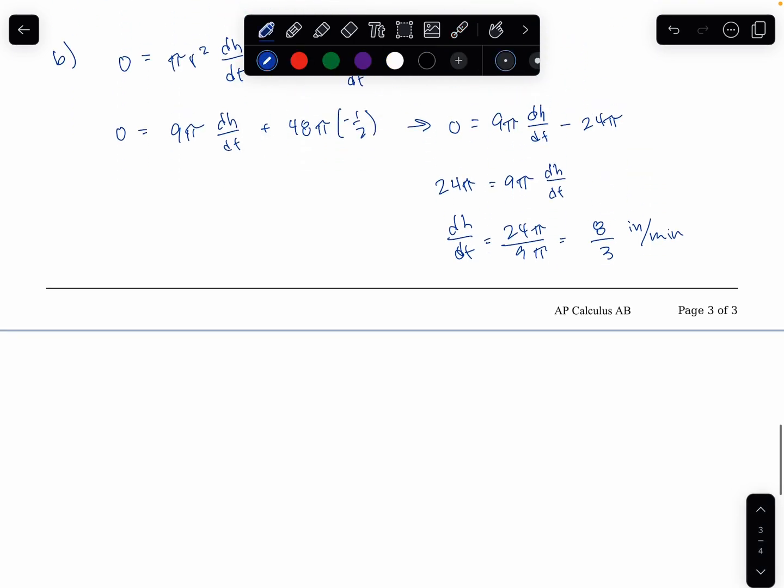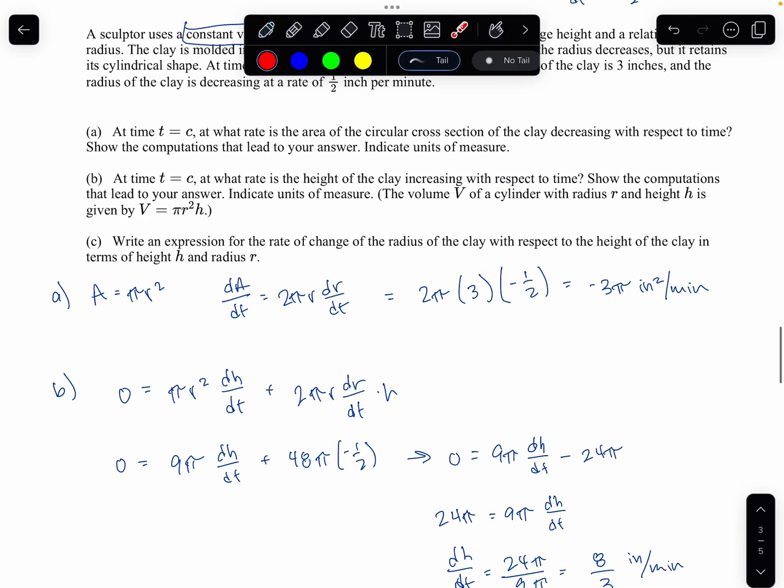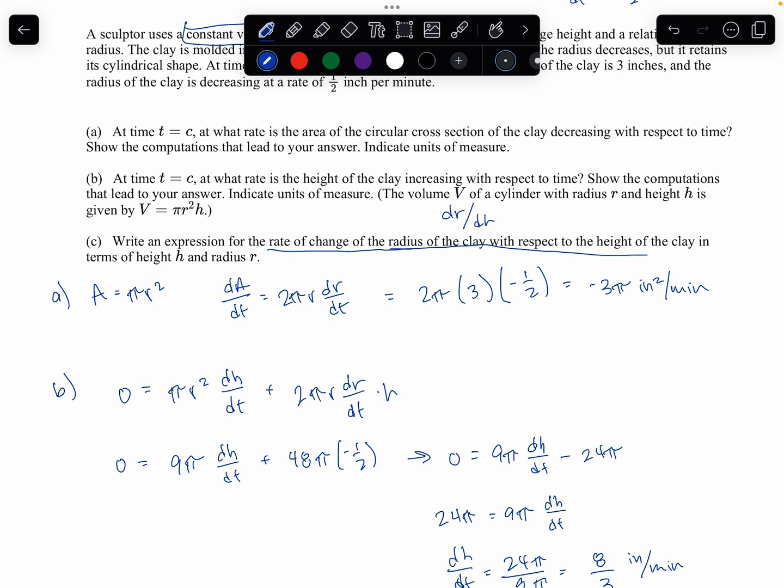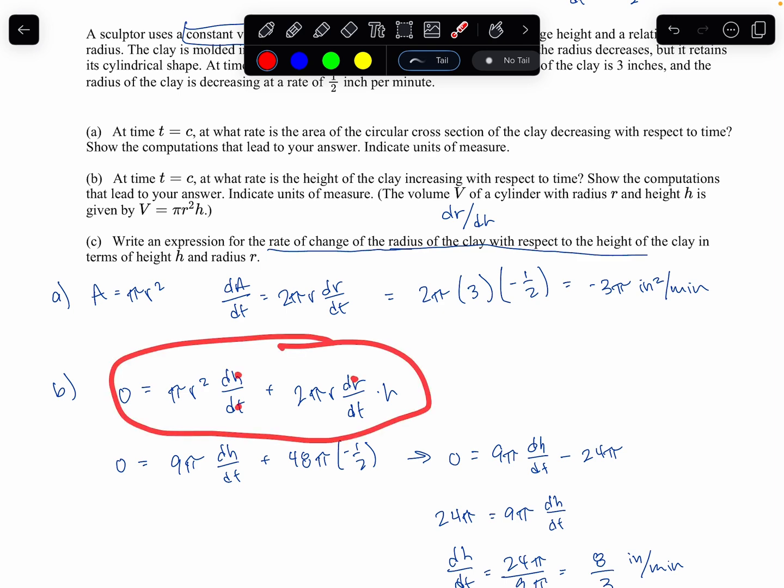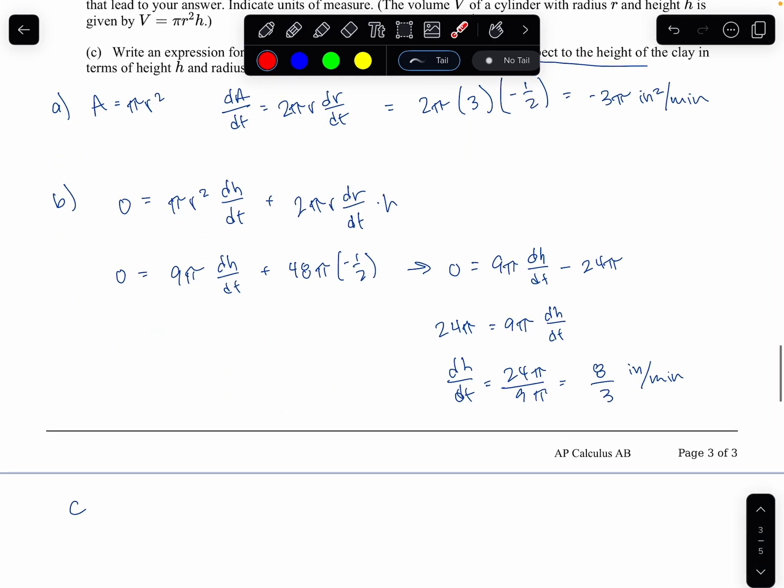And then for the last part, which will be C. Write an expression for the rate of change of the radius of the clay with respect to its height. So that means the rate of change of the radius of the clay with respect to height, that is dr/dh. Okay. This part right here is going to be a little less intuitive. But we're trying to relate dr and dh together. Now, this is going to require dr/dt and dh/dt, and we already have an expression that uses dh/dt and dr/dt. So we're going to use this same exact equation that we have right here.